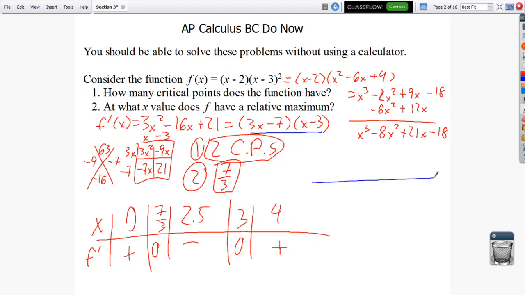So looking at that, if I was to analyze this nowadays, I wouldn't use that chart. I would use this f prime graph so that I can just have my 2 critical points of 7/3 and 3. And then just plug in some random numbers to figure out that you got positive, negative, and positive. Again, up, down, up. I'm looking for a maximum. 7/3 is my maximum here.